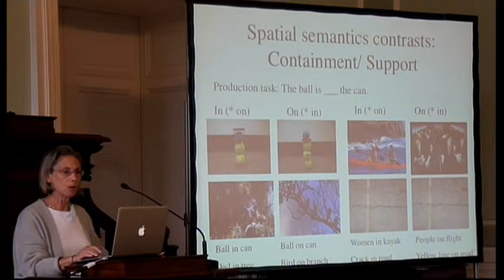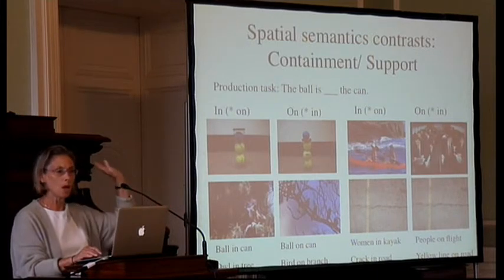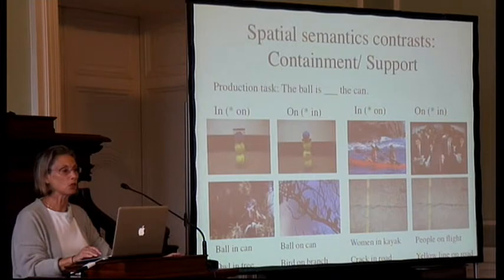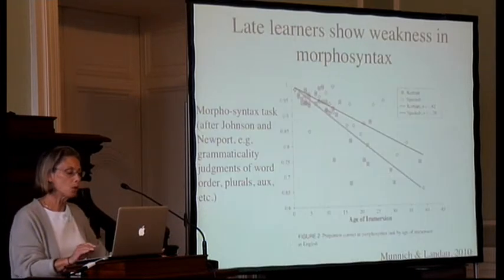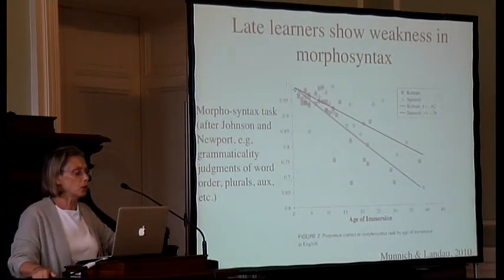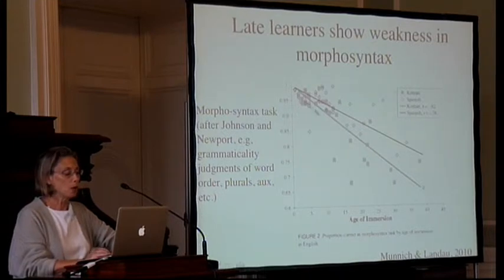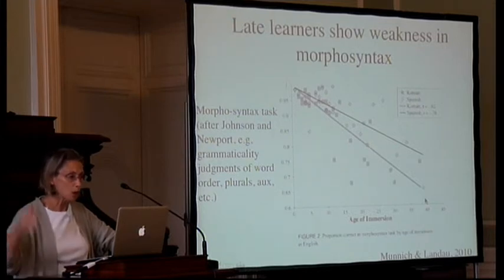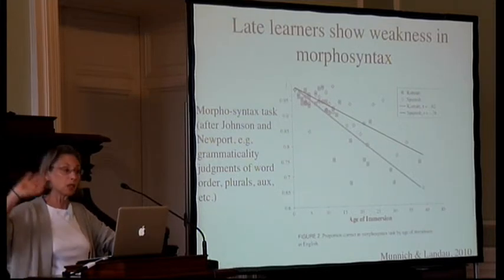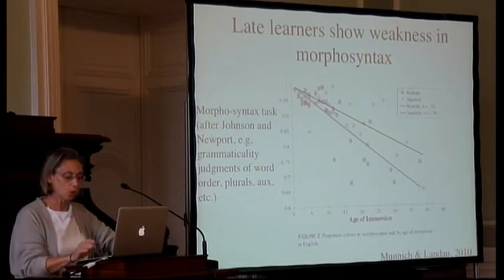So first I want to tell you that to begin with, we also did morphosyntax. We took a study by Newport and colleagues, and we just replicated that to make sure that our participants were performing the way they should. On the morphosyntax tasks, that is things like judgments of grammaticality for word order, plurals, use of auxiliary, and so forth, you see exactly what Newport and colleagues found. This is the age of immersion here, and this is the score going from low to high. And what you can see for both groups, the Korean and the Spanish groups, is that the later the age of immersion, as you start learning English later, you're worse as an adult, even after using it for at least 10 years. You're worse at plurals, auxiliaries, and so forth. So that confirms what Newport found.